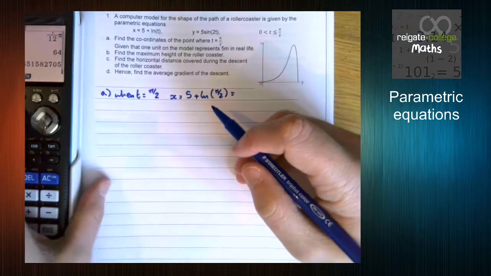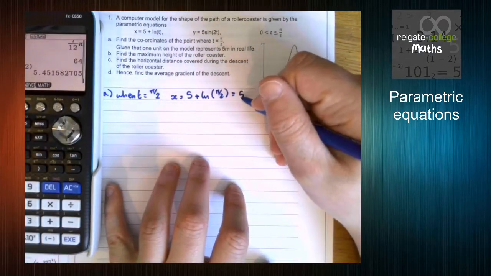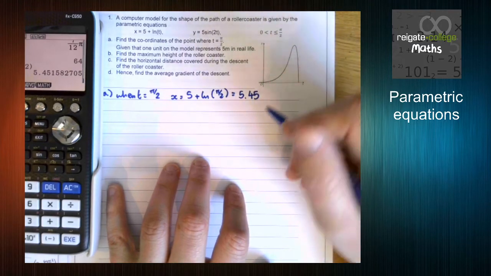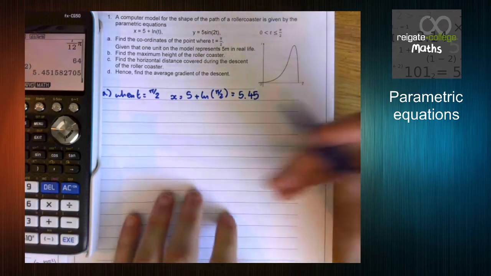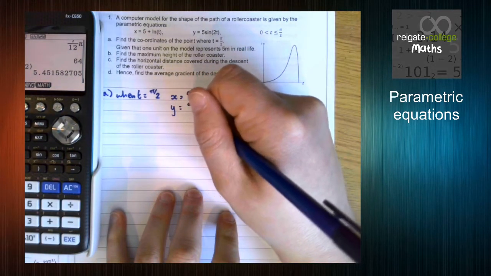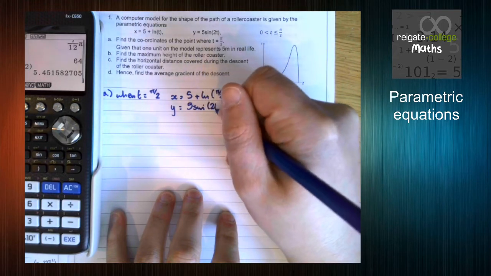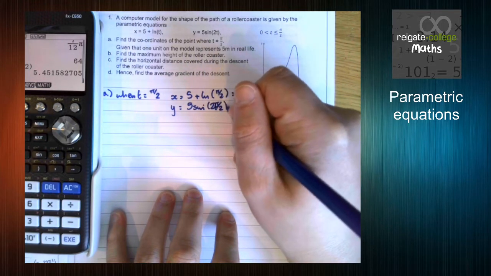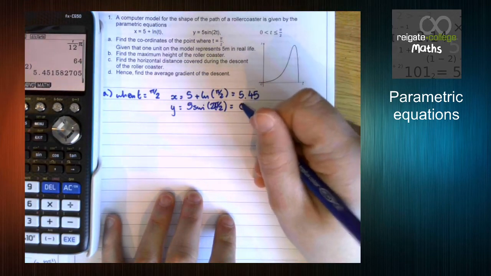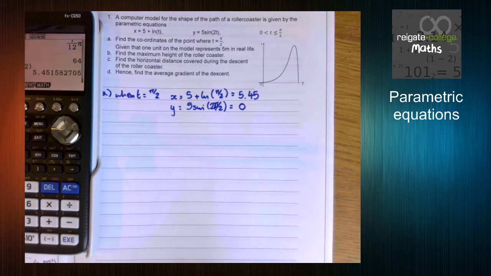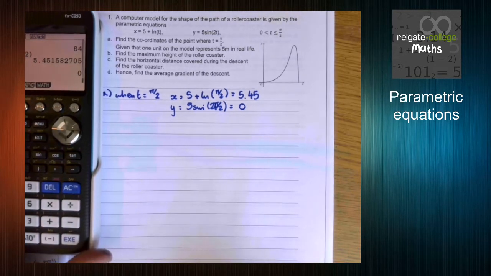We can see there 5.45. Okay, then y is 5 sine 2t, or 2 pi over 2. And now you should be able to guess, even without calculating, just from looking at the graph, that this is going to be 0. If you're worried, check you're in radians mode. 5 sine pi is indeed 0. So that's all right.